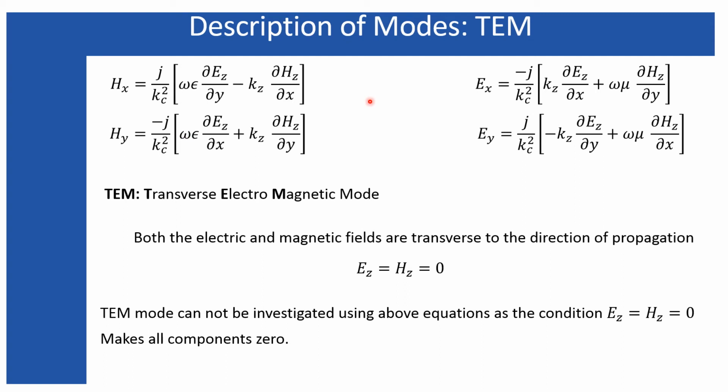Look at these expressions. These expressions you have obtained by representing Hx, Hy, Ex, Ey by the longitudinal components. So if you replace Ez, Hz with 0 in each of these expressions, you will definitely get all the components as 0. But that is not true. For the TEM case, we cannot use this expression. So we have to use the original equations, that is the six equations.